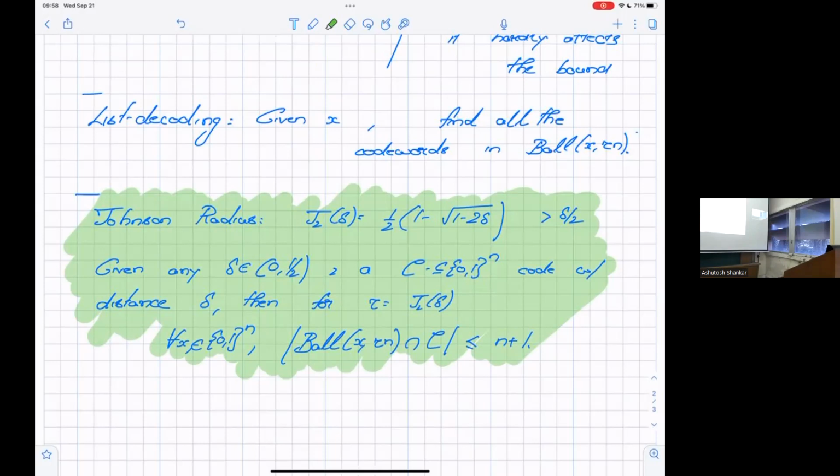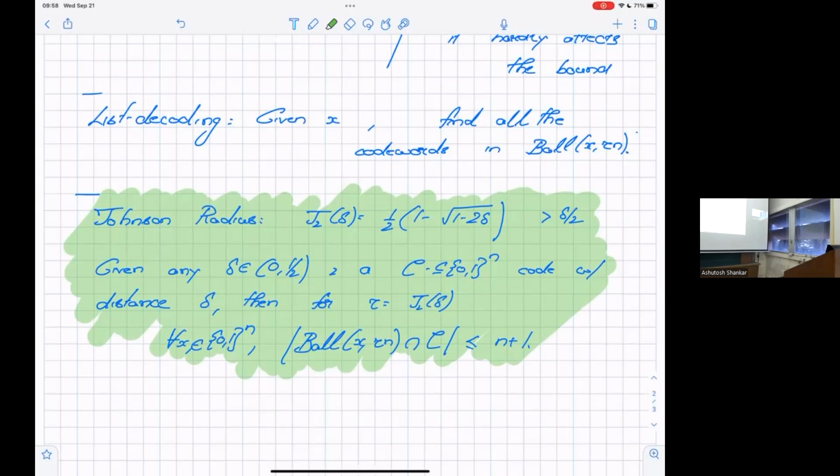So what's the number? Johnson's radius says that if you go up to that particular number, this number is called the Johnson radius. This is for the Boolean alphabet. There's a corresponding number for every alphabet. So if you go up to that radius, as long as the code has distance delta, you will not see more than n plus 1 code words.